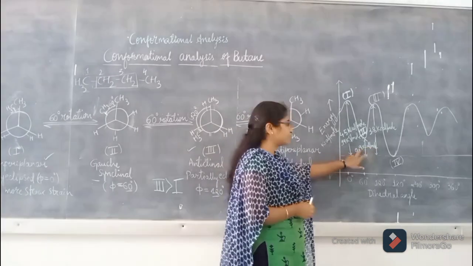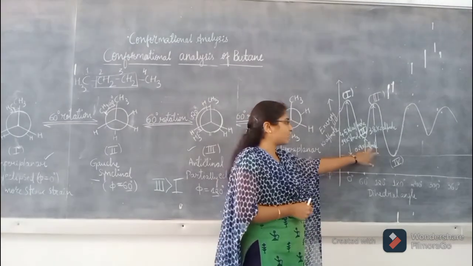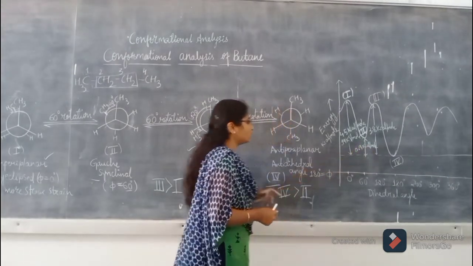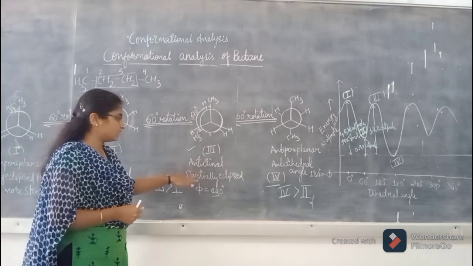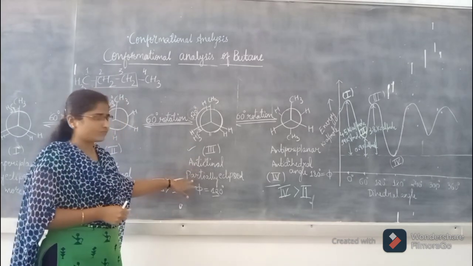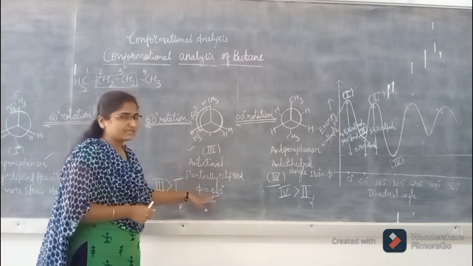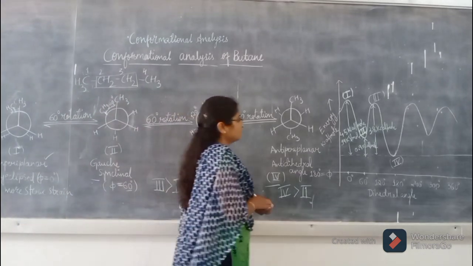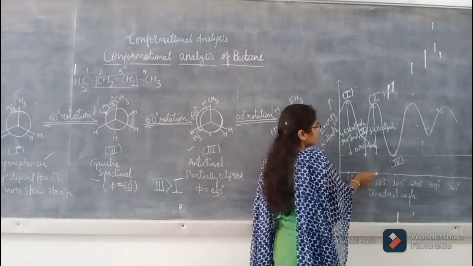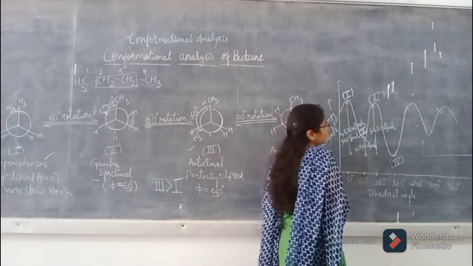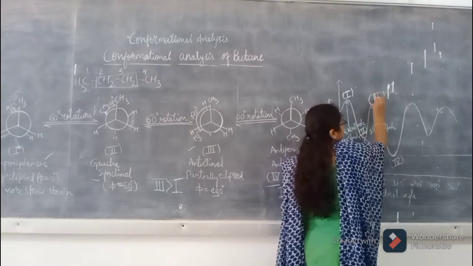The energy difference will be 0.9 kilocalories per mole. Next, moving to the third conformation, that is anticlinal, or you can say partial eclipsed conformation. The dihedral angle is 120 degrees. See here, at the dihedral angle 120 degrees, we are representing the third conformation.